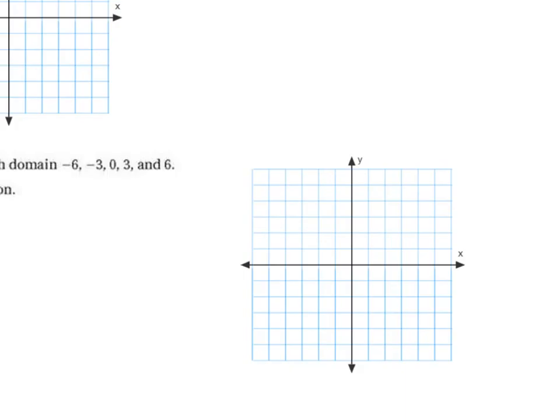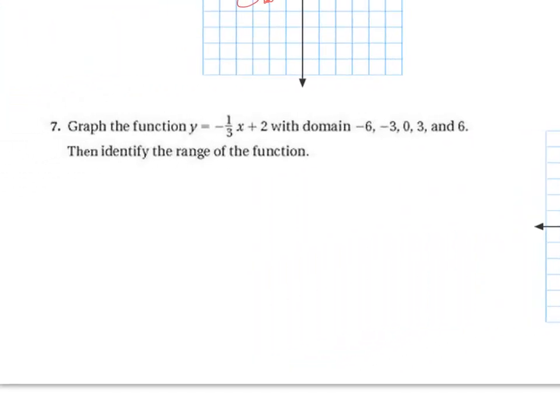So before we worry about the graph here, let's look. It says, graph the function y equals negative 1/3 x plus 2 with domain of negative 6, negative 3, 0, 3, and 6. Then identify the range of the functions. Remember, the range is all the y values, okay? So what we need to do, x, y. Well, we know negative 6, negative 3, 0, 3, 6. So I'm going to show you how to plug this in for one example, and then we're just going to do it. If you need help, please do not hesitate to ask in class, okay?